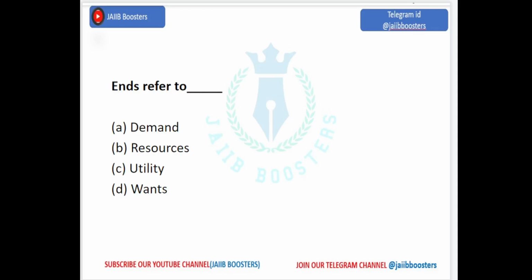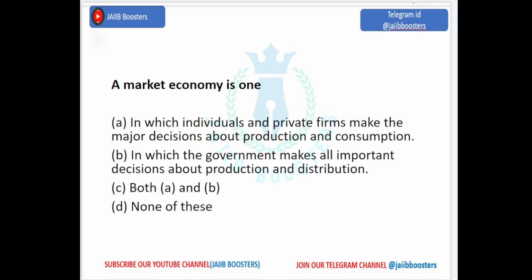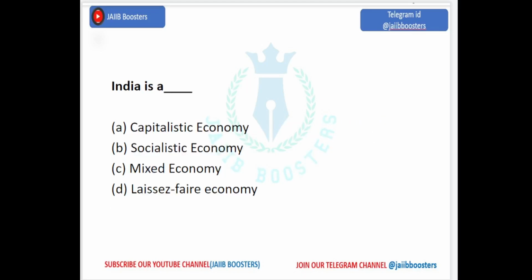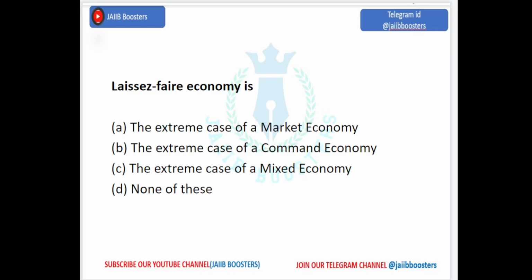Aims refer to demand, resources, utility, wants. This is a small thing taken from the Macmillan book. Aims refers to wants. Market economy is one in which individuals and private firms make the major decisions about production and consumption. India is a capitalist economy, socialist economy, mixed economy, laissez-faire economy. India is a mixed economy.